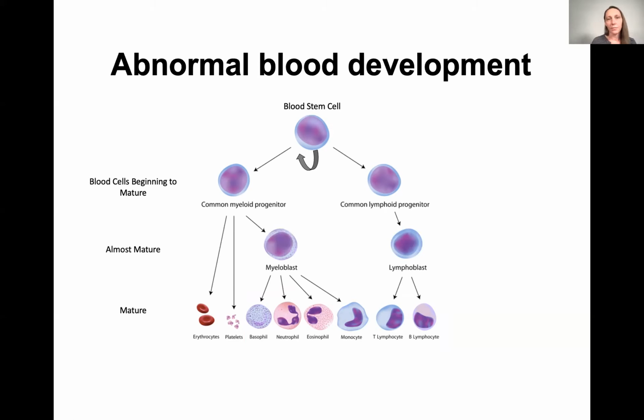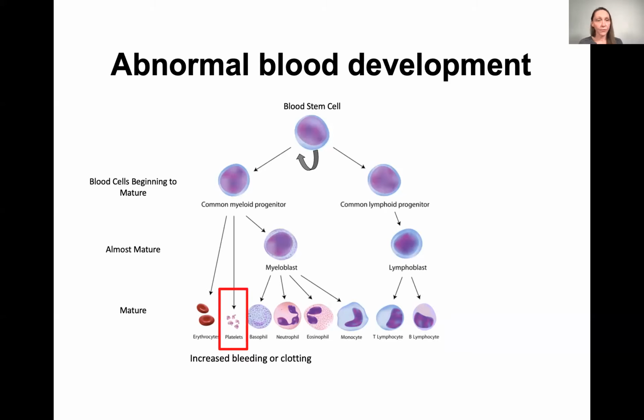Now, obviously, this process is usually well regulated and well coordinated, but things can go wrong along the way that lead to abnormalities of our blood. And there are a variety of different abnormalities that can occur in our blood. If something goes wrong with the red blood cells, for instance, perhaps your body isn't making enough of them, that condition is referred to as anemia. And the problem with anemia is you don't have enough red blood cells picking up that oxygen and carrying it to all the cells in your body.